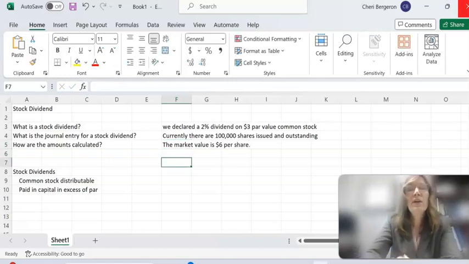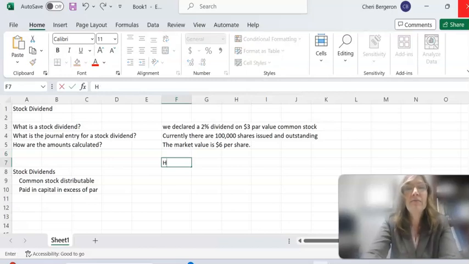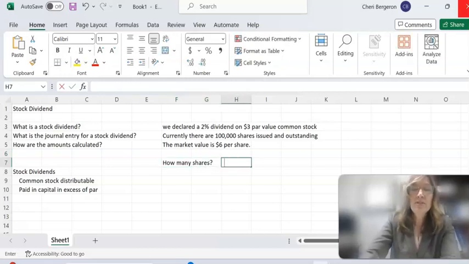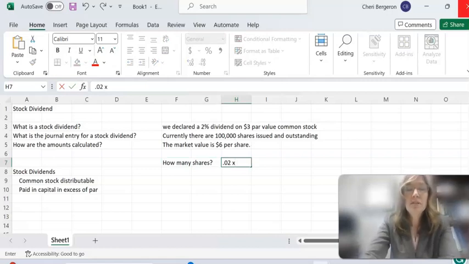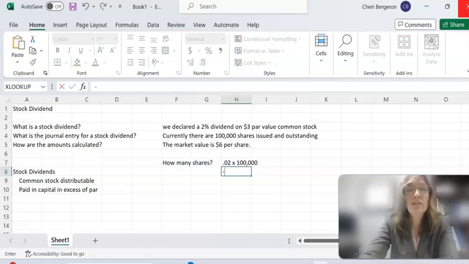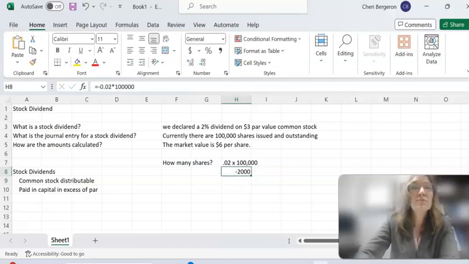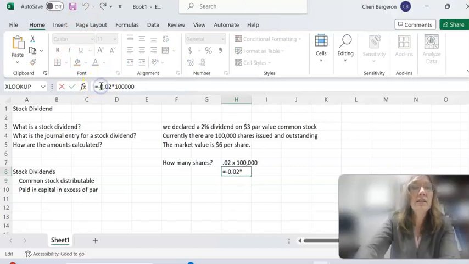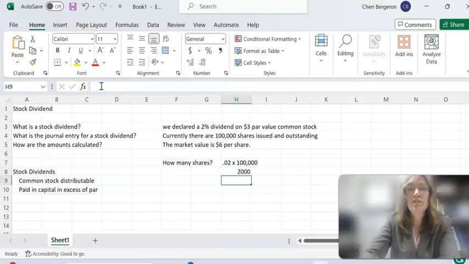All right, so in order to figure out how many shares we're going to give out, you would say 0.02 times 100,000 shares. That is because you are giving out a 2% dividend, so it's 2% times the number of shares. So that means that you are going to give out 2,000 shares. I didn't mean to have a minus in there, I'll get rid of that. So you're going to be distributing 2,000 shares.